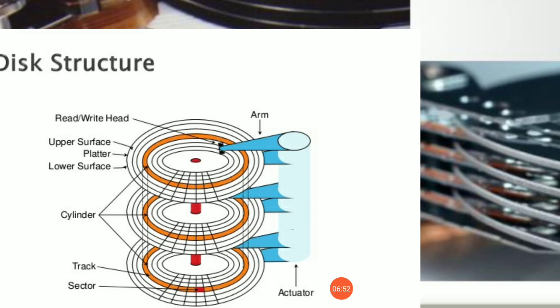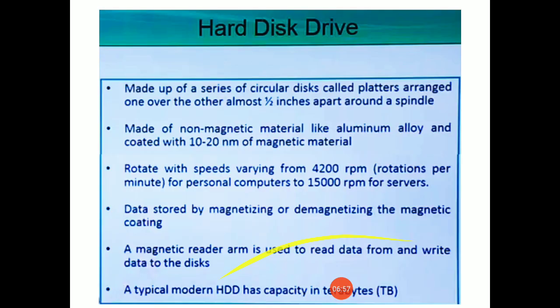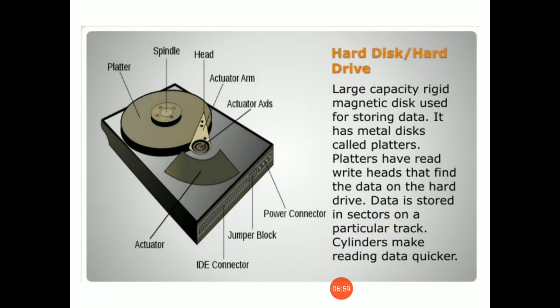Then there is the power connector, which I've shown here. The power connector provides electricity to spin the platters, move the read head and run the electronics. Then there is the IDE connector. It allows for data transfer from and to the platters. Then we have the jumper block. It is used to get the disk working in specific ways.